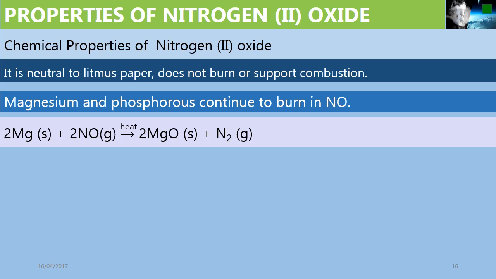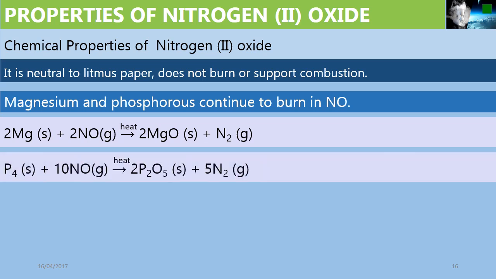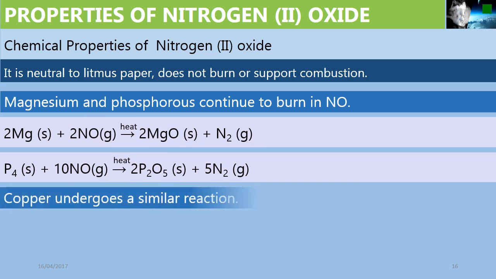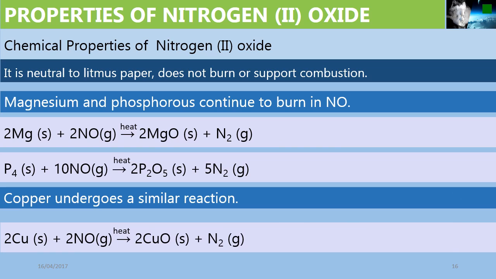The equations for those two reactions are given here. So magnesium will continue to burn in nitrogen 2 oxide to form magnesium oxide and nitrogen. Phosphorus will continue to burn in nitrogen 2 oxide to give off phosphorus 5 oxide and nitrogen gas. Copper undergoes a similar reaction as given in this equation to form copper 2 oxide and nitrogen gas.